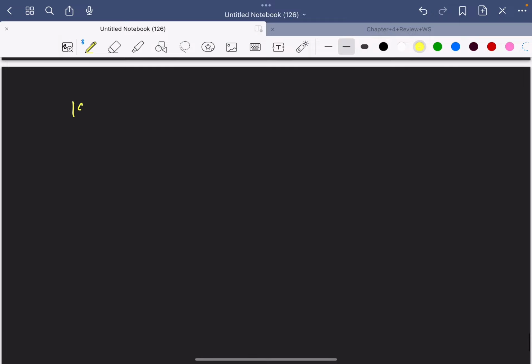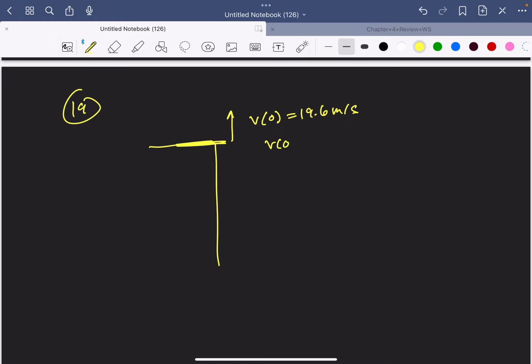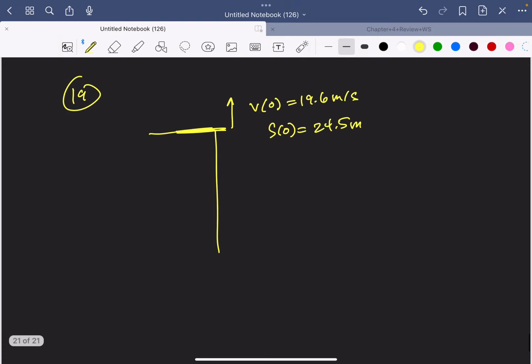Number 19. If you've got a ball thrown up from a roof, so here's this, you put your hand out here and you throw the ball straight up with an initial velocity of 19.6 meters per second because it's going up. The roof, or the initial position, is 24.5 meters high. He wants us to find velocity.